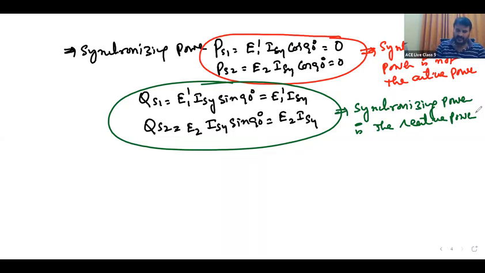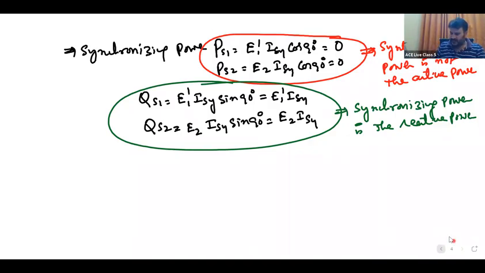So synchronizing power is reactive power. Do you remember what the synchronizing power is? We have discussed synchronizing power coefficient and synchronizing power yesterday itself. Synchronizing power comes into the picture when the machine is subjected to some disturbance. It maintains the synchronism. How it maintains it, we are seeing now.